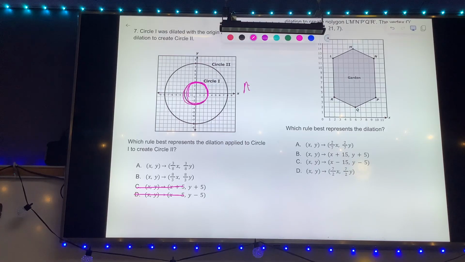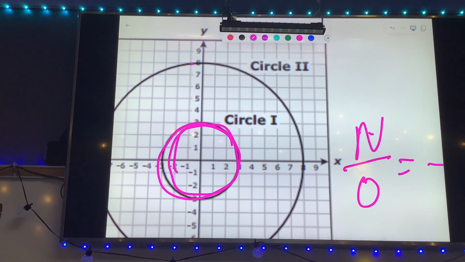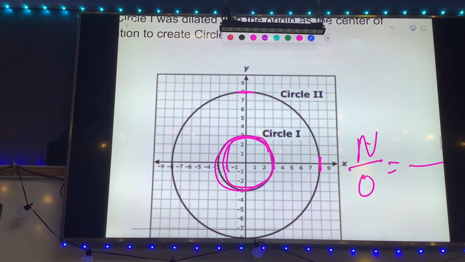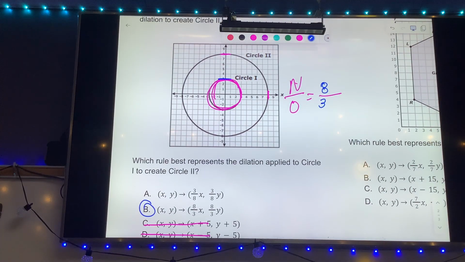We are going to do new over original. You can find ordered pairs, or you could just make this easy. Where is it on my y-axis? Or you could look over here on your x, doesn't matter. Whichever one you choose, you have to stick with it with both circles. So my new is sitting at 8. My original is at 3. So my rule would be 8 over 3x, 8 over 3y.